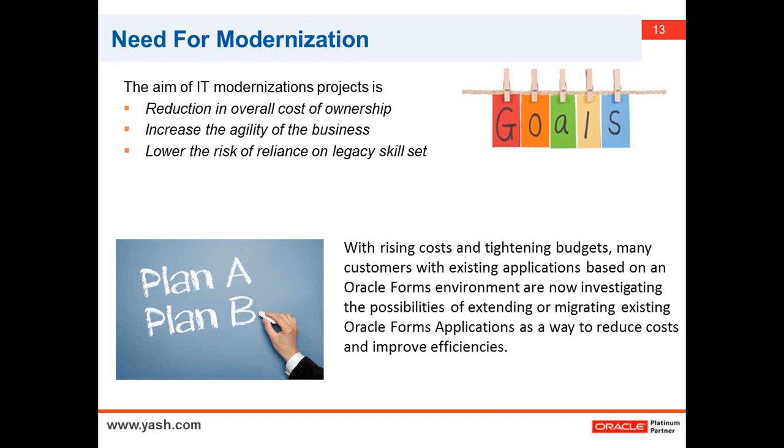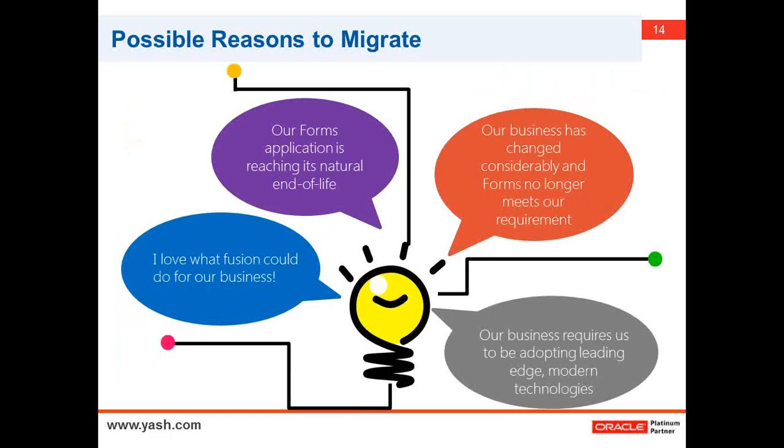Now, all the customers wanted to modernize, obviously to reduce the overall cost of ownership, to increase the agility of their business, to lower the risk. Now, all of them had a plan to move to a better solution. The reasons were many. They wanted to take full use of the Fusion app. The former applications were reaching their natural end of life state. They wanted to be more adaptive to the leading technologies, and these were a couple of the reasons why they wanted to migrate.